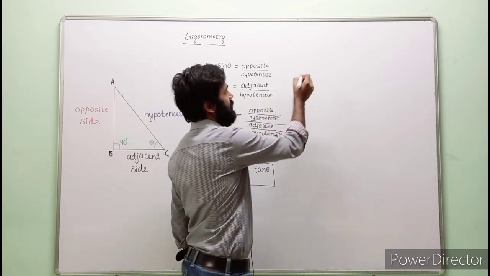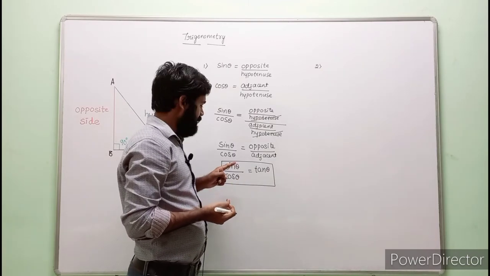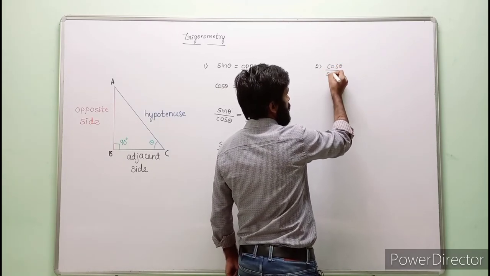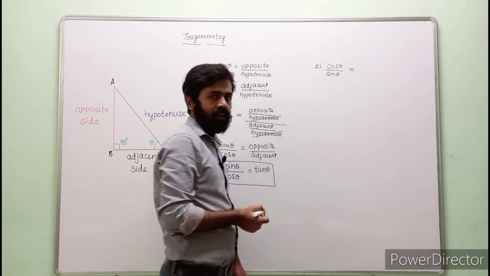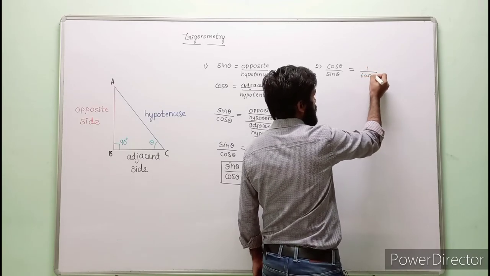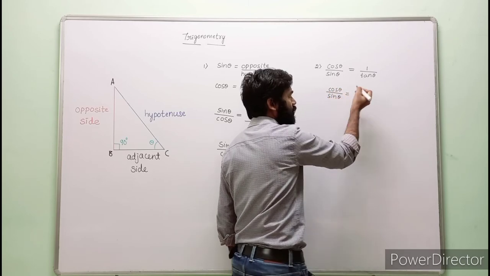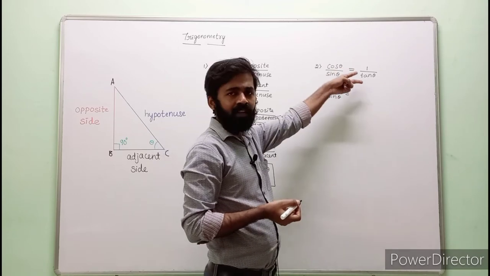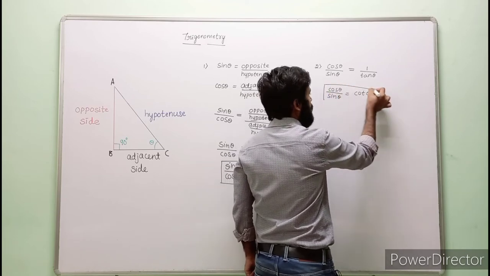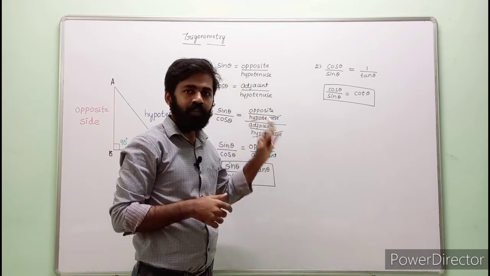Now let's see the second derivation. What happens if I take reciprocals on both sides? Sin by cos, if I take the reciprocal, I get cos theta by sin theta. I am taking the reciprocal on the LHS, and taking the reciprocal on the RHS also, you get 1 by tan theta. Now, 1 by tan theta, the reciprocal of tan theta, in the previous session we have seen, is nothing but cot theta. So cos theta by sin theta is cot theta. These are the first two derivations.